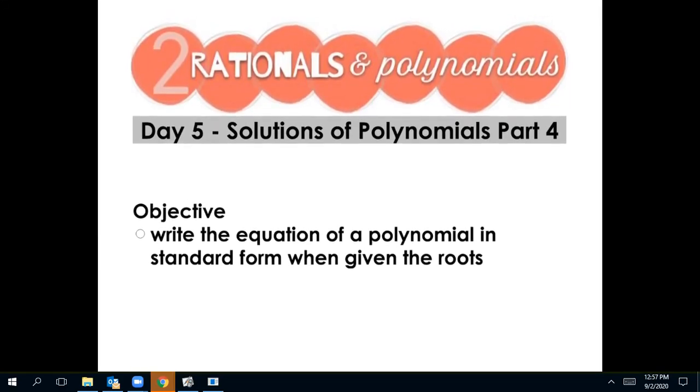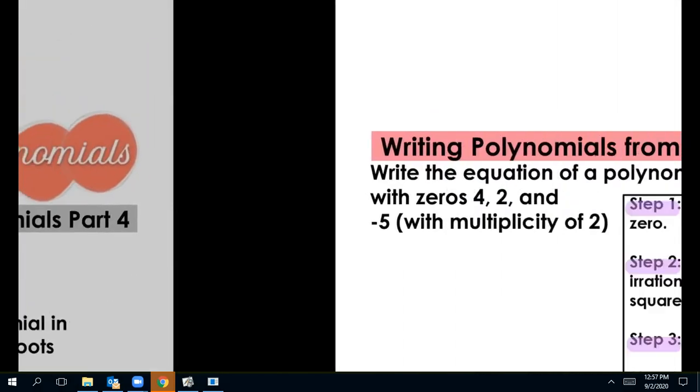Everyone, welcome to day 5 of our polynomials unit. Today we are going to continue with solutions, but this time we're going to start with the solutions and work our way backwards to write this polynomial in standard form. So let's look at our first example.